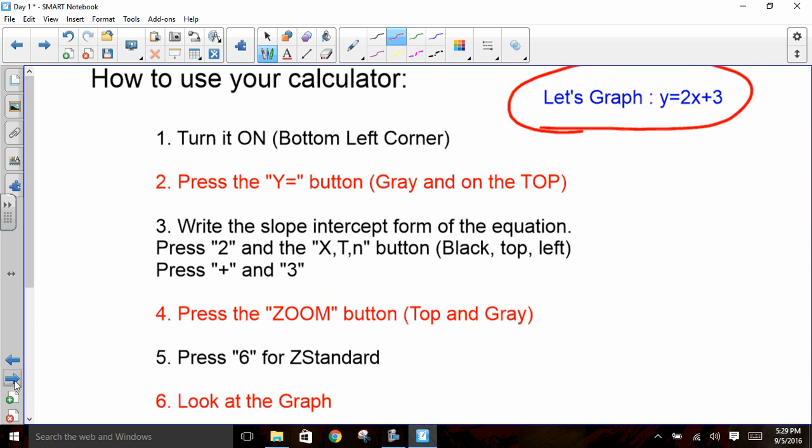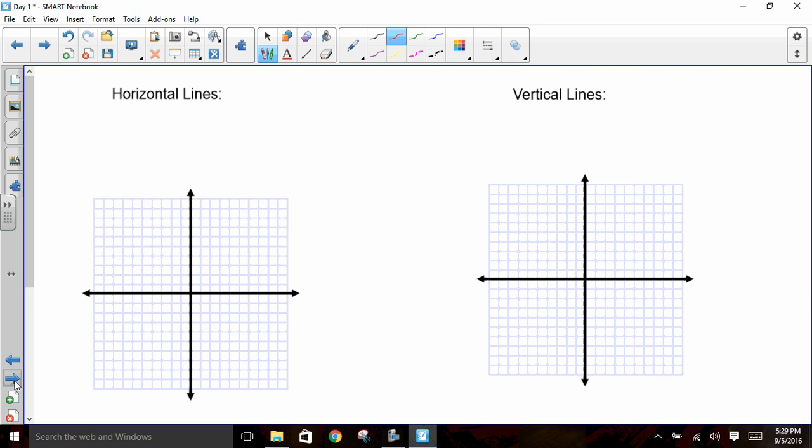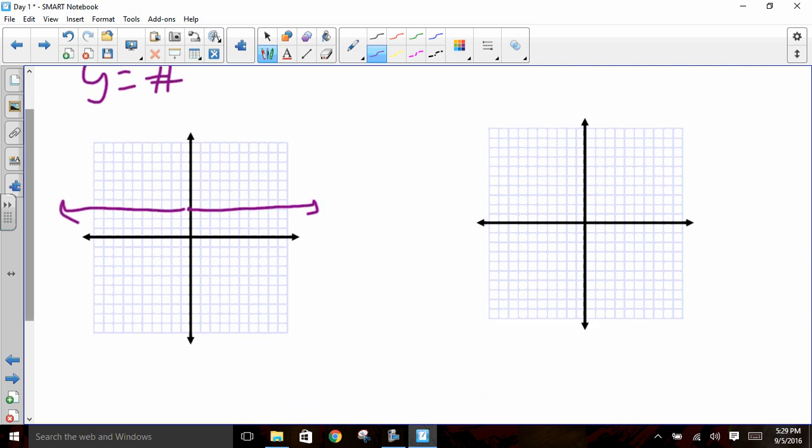So now you know how to graph in your calculators. So we're going to take a look at horizontal and vertical lines. Horizontal, if you recall, means that we're going to the left and the right. So for example, my purple line is an example of a horizontal line. Horizontal lines will always be y equals some value. In this case, I notice that I'm at 1, 2, 3 up. So I have the line y is equal to 3.